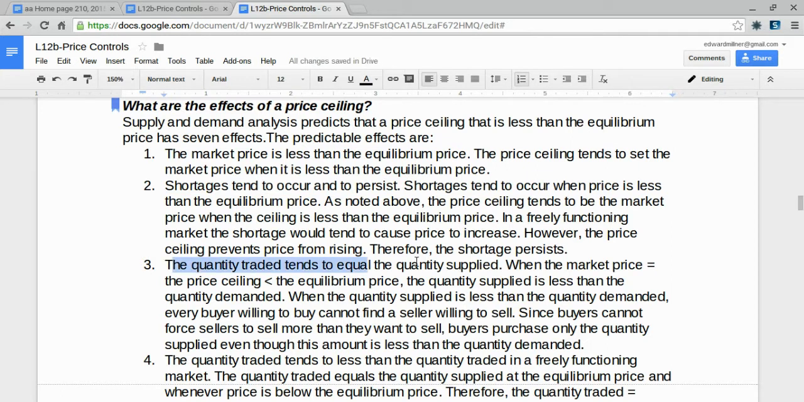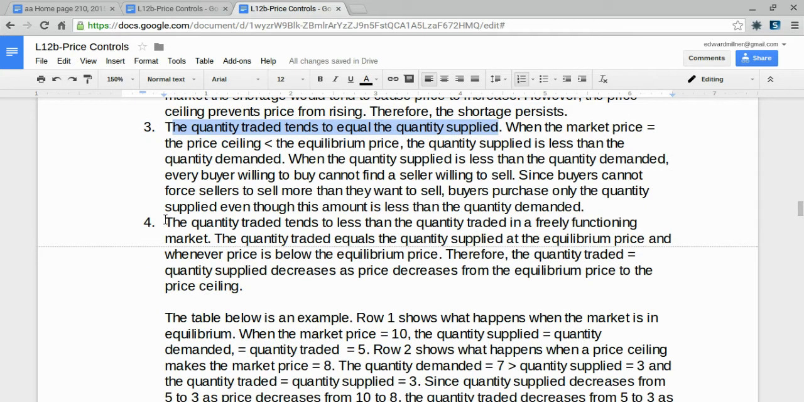3. The quantity traded tends to equal the quantity supplied. When the market price equals the price ceiling and is less than the equilibrium price, the quantity supplied is less than the quantity demanded. When the quantity supplied is less than the quantity demanded, every buyer willing to buy cannot find a seller willing to sell. Since buyers cannot force sellers to sell more than they want to sell, buyers purchase only the quantity supplied, even though this is less than the quantity demanded.